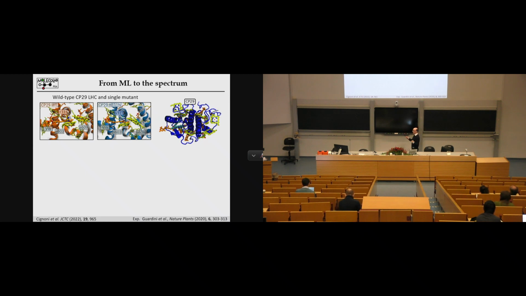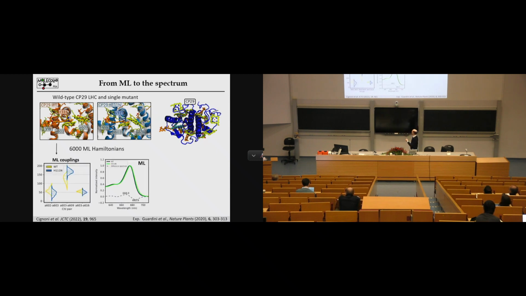So to test this method on a quite difficult task, we used two different complexes, a wild-type complex and a single mutant. So we performed the molecular dynamics on these two complexes, and we computed all of our Hamiltonians with machine learning. So we computed 6,000 exciton Hamiltonians with machine learning, and we used these Hamiltonians to compute the absorption spectrum of the wild type and of the mutant.